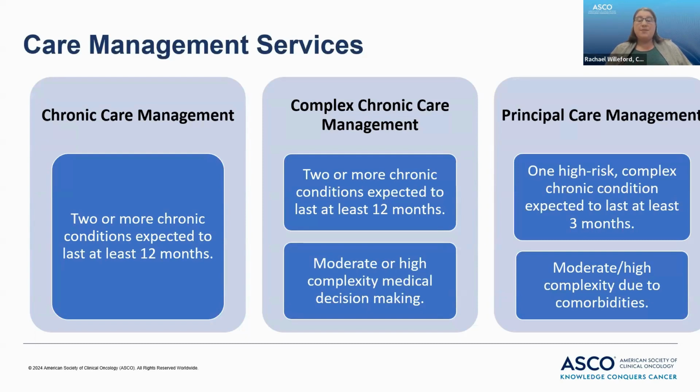There are 3 different care management services for patients who are at a significant risk of death, exacerbation, or decline. These 3 are chronic care management, which requires patients who have 2 or more chronic conditions expected to last at least 12 months. Complex chronic care management also requires that patients have 2 or more chronic conditions expected to last at least 12 months, but these patients also require a moderate or high level of medical decision-making and complexity within their care. Finally, principal care management requires that moderate to high complexity. However, these patients have 1 high-risk complex chronic condition expected to last at least 3 months.